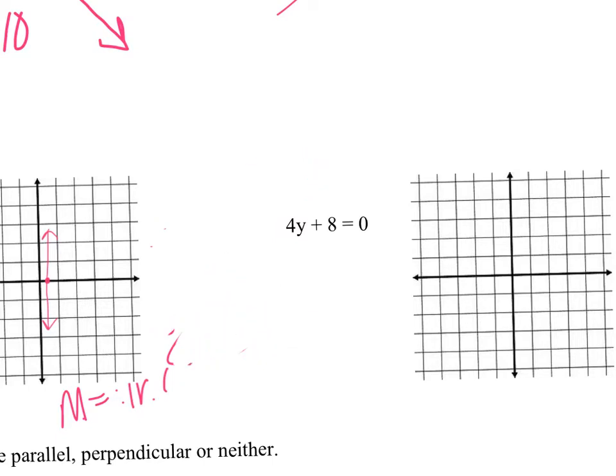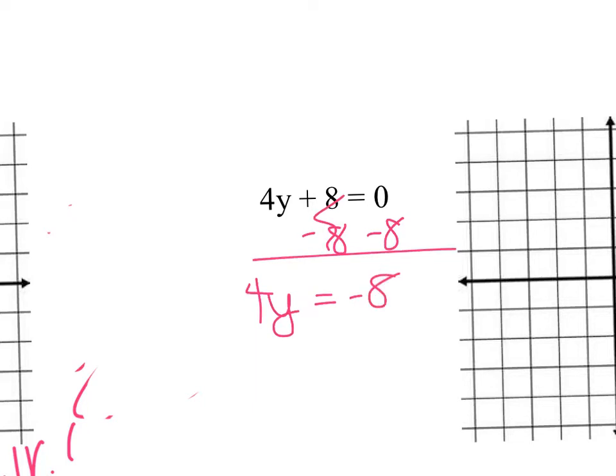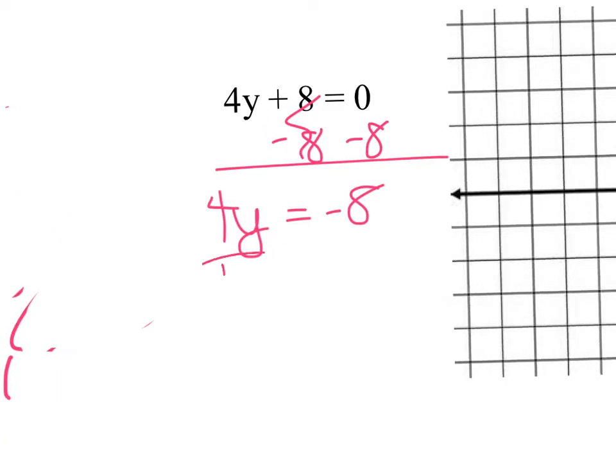Okay. This one, same thing. Does it have an x? No. That's okay. We can still just solve it. It's a normal equation. What do you do? You subtract 8. I'm going to subtract 8. So I have 4y equals -8. And then what? Divide by 4. So y equals what? -2.